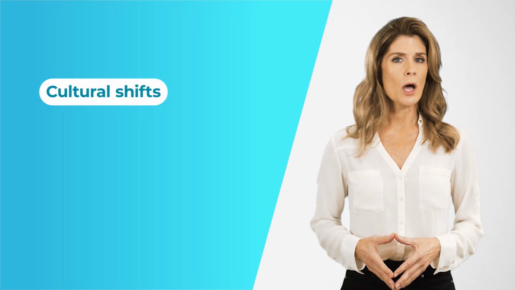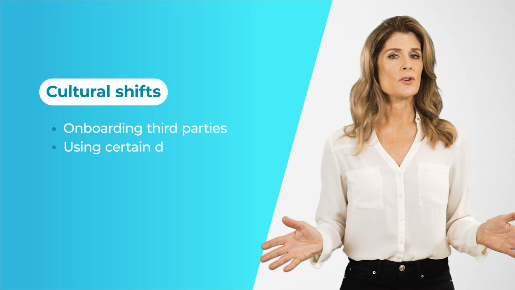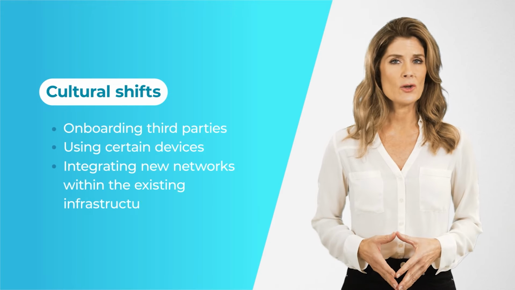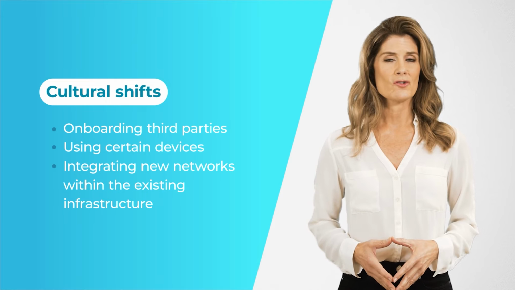First, you need to explain why it's essential to adopt a zero trust security model. Then, you need to consider the cultural shifts that will be required within the organization and beyond. For example, there will be different processes around onboarding third parties, using certain devices, and integrating new networks within the existing infrastructure. And of course, you need to make sure that everyone follows zero trust best practices going forward.